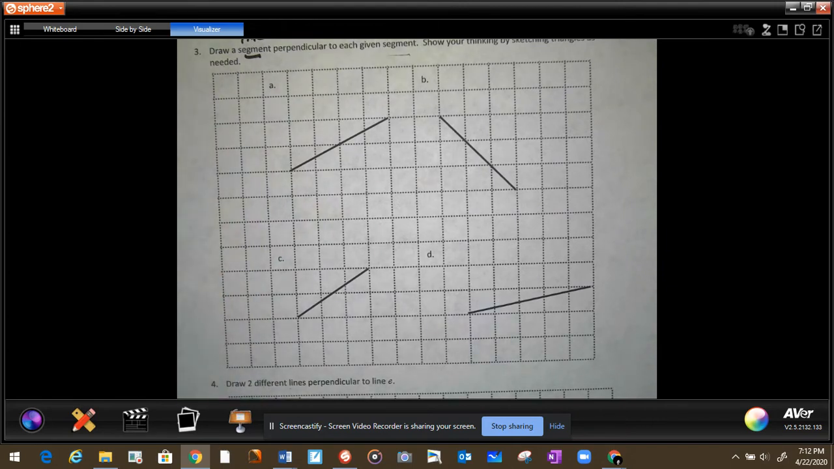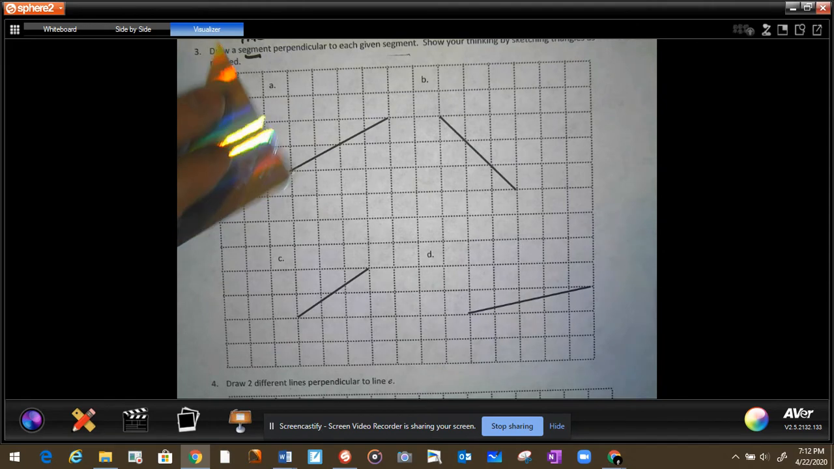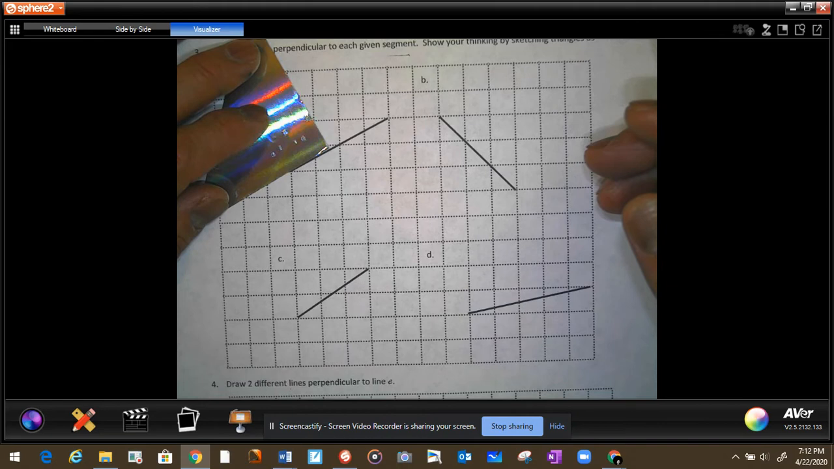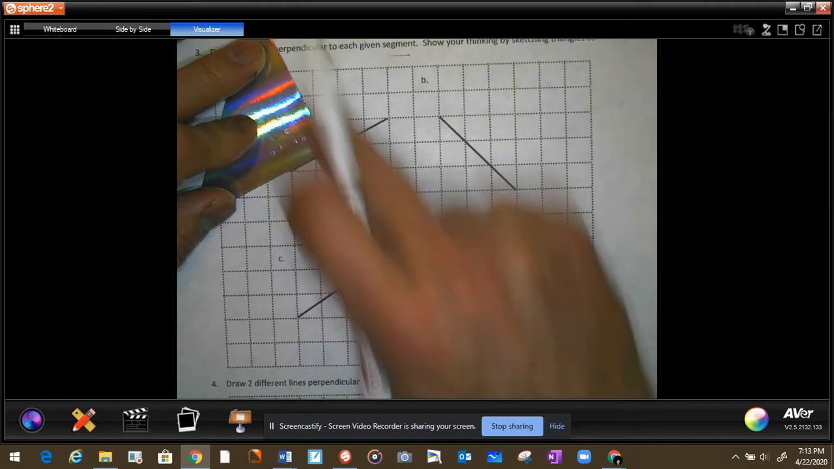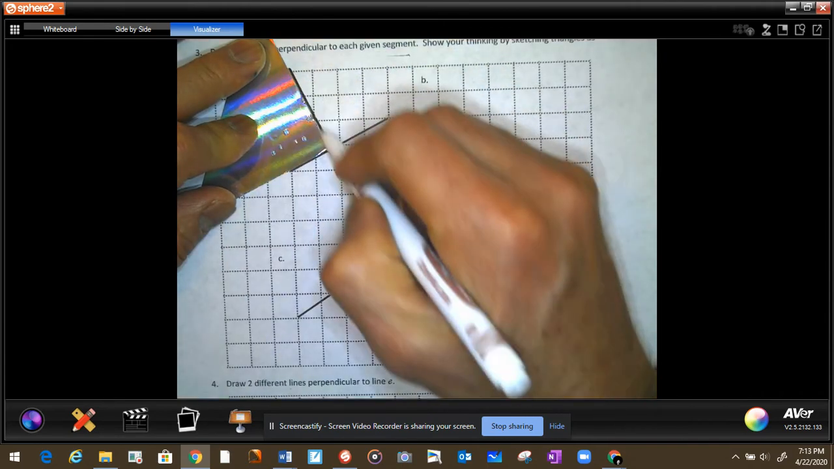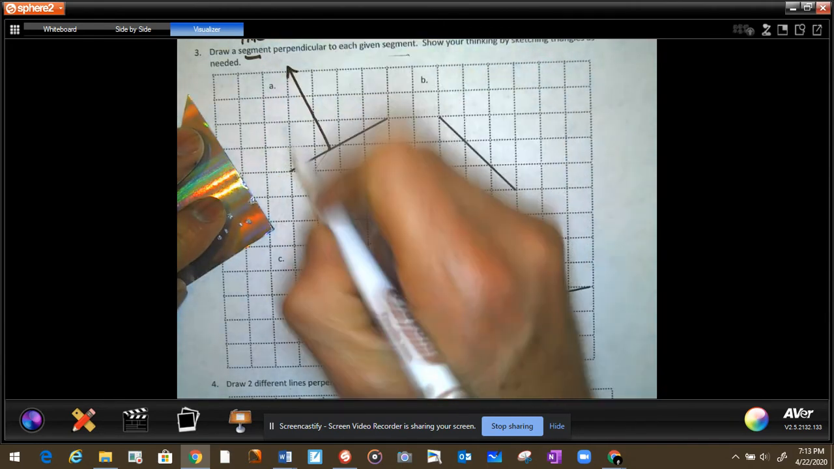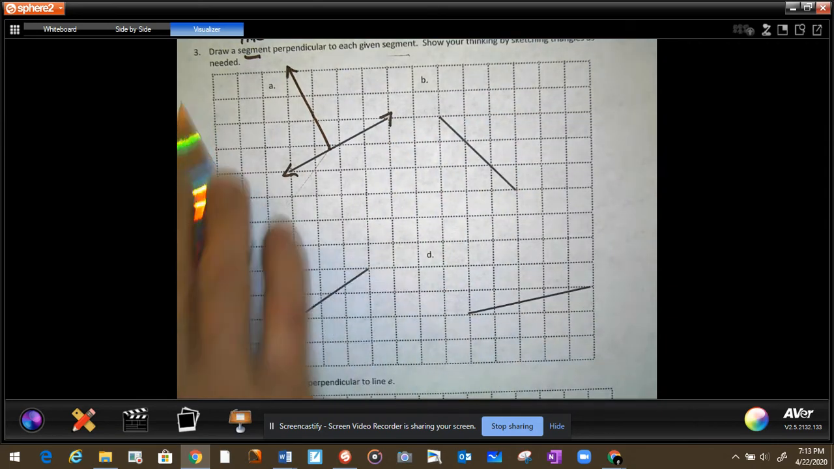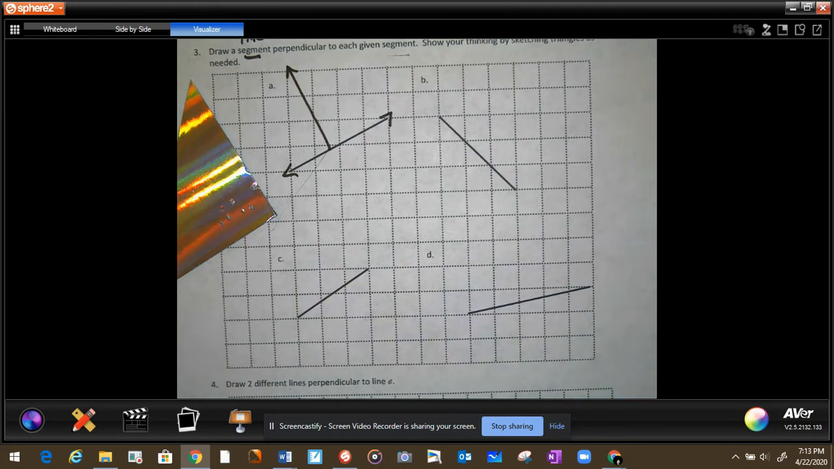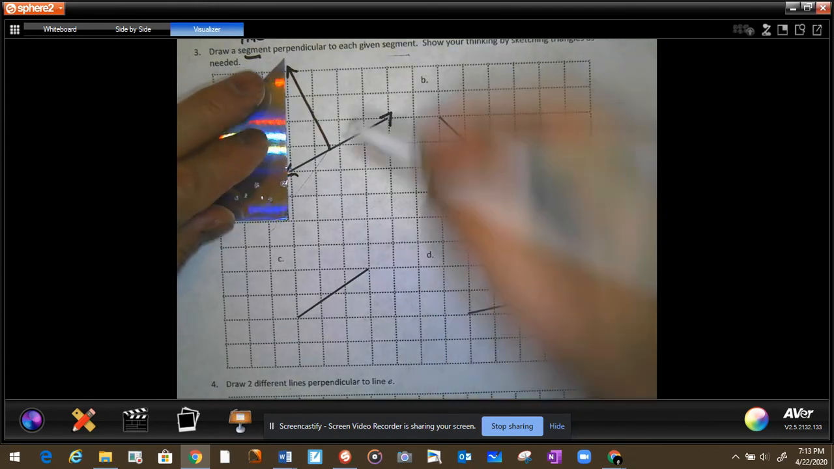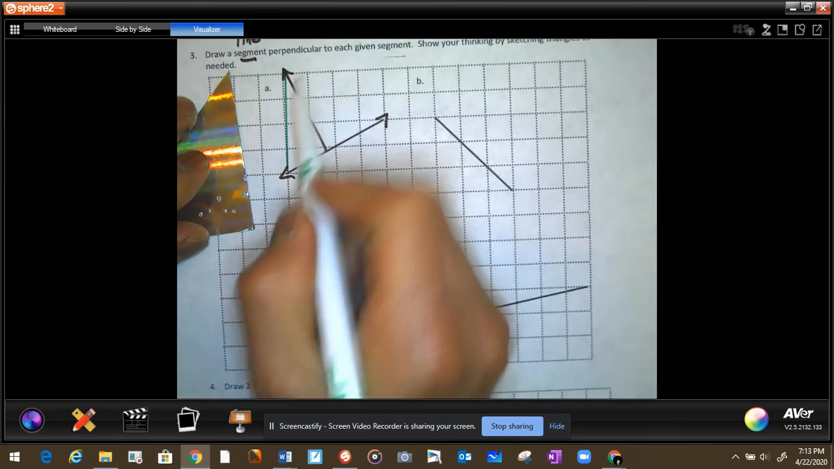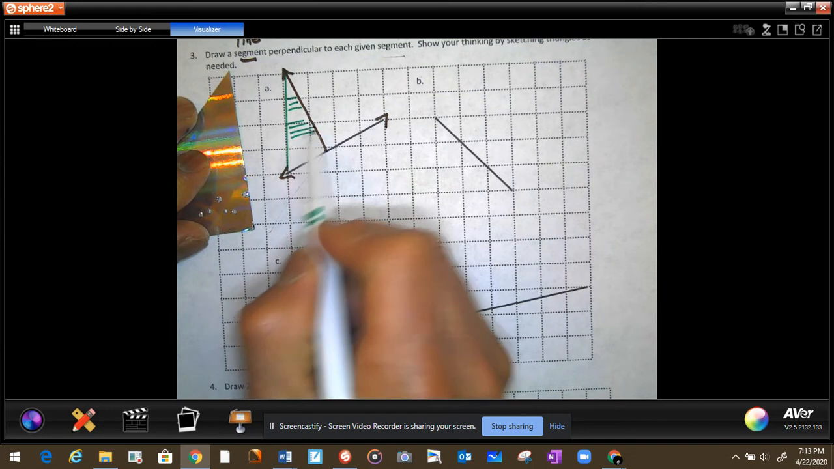So let's see. If you have an index card, again, you can do it with the index card. I'm going to place my right angle, this is my 90-degree angle, on top of it, and that's my first set of perpendicular lines. Now, what they want you to do is show your thinking. Well, you can say that when you have a 90-degree angle, you can make a triangle, and that triangle is here.